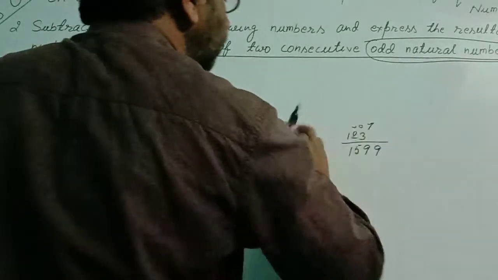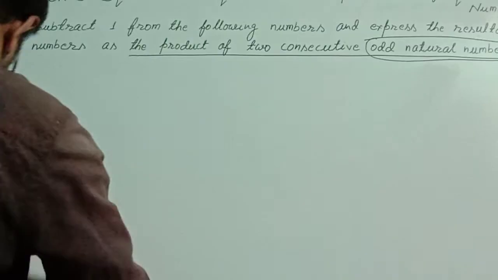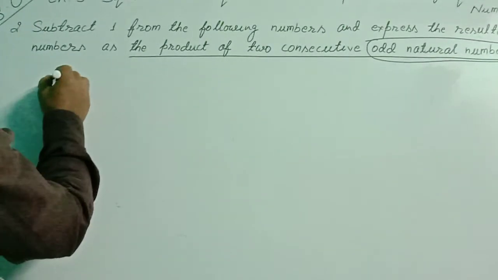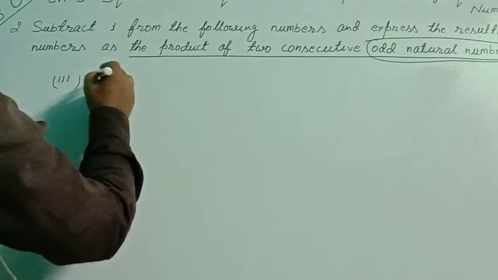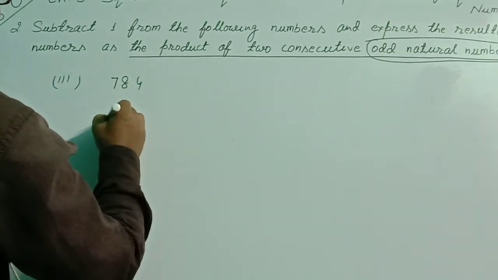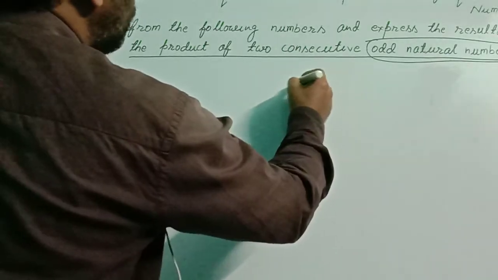Roman number 3. That question is 784. First of all, we find the square root of 784. We go through prime factorization.